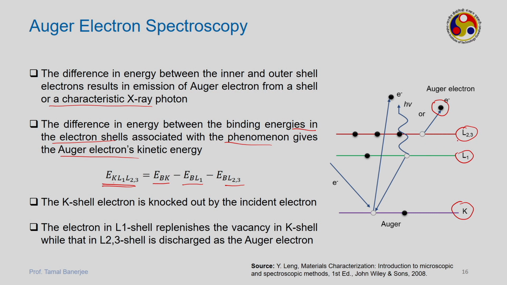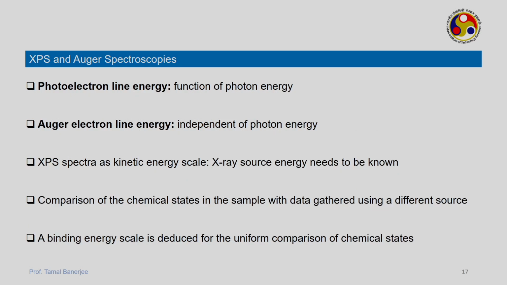So, what can you summarize from these spectroscopies? Again I will repeat, XPS depends upon the photon input energy, Auger does not depend upon the photon energy. XPS spectra can be recorded on the kinetic energy scale. For this you need to know the input source, what the X-ray source energy is. A comparison of the chemical state in the sample with the data is gathered using a different source.